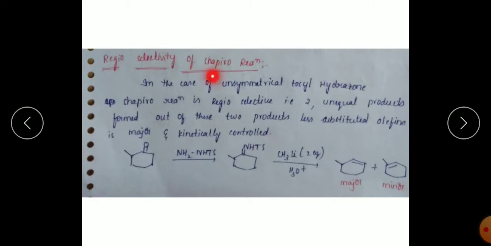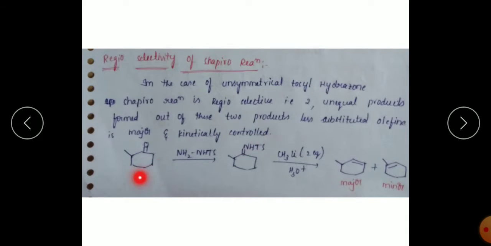This is the regioselectivity of the Shapiro reaction. Generally, regioselectivity is observed in unsymmetrical tosyl hydrazone carbonyl compounds. So, regioselectivity is nothing but two unequal amounts of products being formed. One is major, another one is minor. Out of these two products, the less substituted olefin is the major and kinetically controlled product. So, I'm going to explain this Shapiro reaction. The less substituted olefin is the major product and this reaction is called a kinetically controlled reaction.